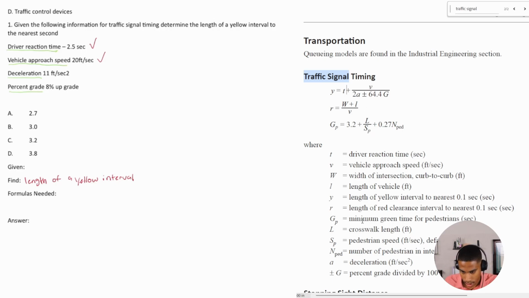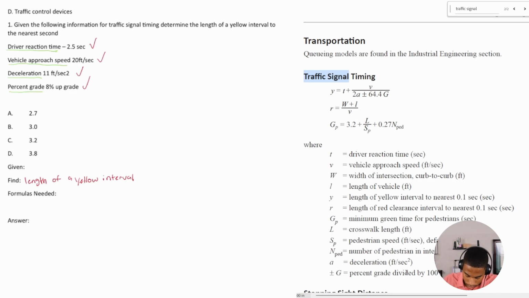What about a? A is deceleration. We have deceleration. And then do we have g? G is the percent grade, and it's plus or minus. Plus would be upgrade, minus would be downgrade. In our case, it's going to be a plus because it is upgrade, or positive grade. All right, so we have all the variables that we need. Now it's just time to solve and plug and chug. So you have the formula there.